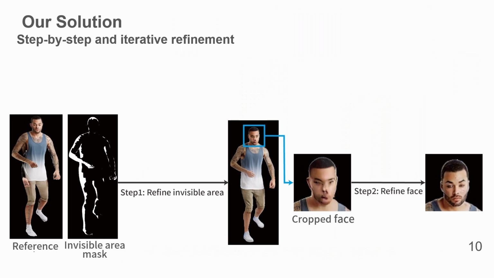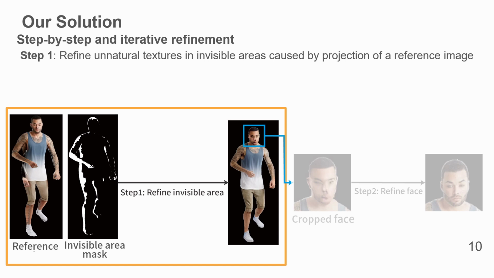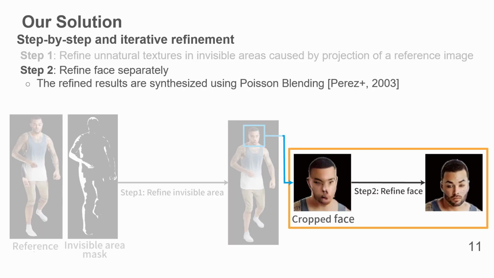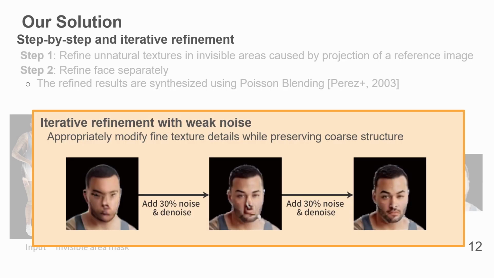To address this issue, we perform refinement in a step-by-step and iterative manner. Our step-by-step refinement consists of 2 steps. In step 1, we refine unnatural textures in invisible areas caused by projection of a reference image. In step 2, we refine the face separately to obtain high-quality face images. Finally, the refined results are synthesized using Poisson blending. In these 2 steps, we perform iterative refinement with weak noise. Specifically, we iteratively add 30% noise to face images and perform denoising. The aim of iterative refinement is to appropriately modify fine texture details while preserving core structure. In the following slides, each step is explained in detail.